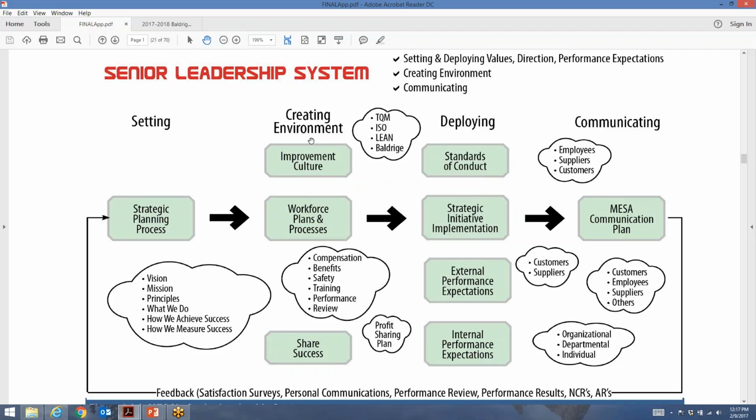How do we create a high-performance environment? Well, we do it this way. How do we deploy those things? Well, we do it this way. And how do we communicate? Well, we do it this way. All these things you'll see show up later in the application, but I think you need to paint that picture of what your leadership system is.